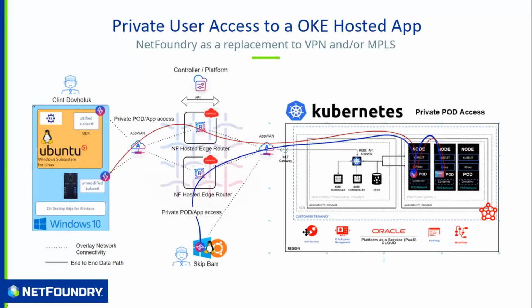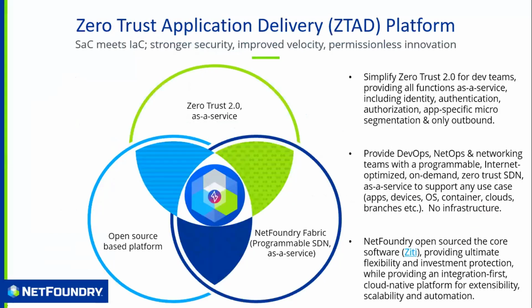One time that was using our Ziti Desktop Edge. Another time it was Clint showing it with the zetified kubectl. And fundamentally, this comes down to the fact that we've built a zero trust application delivery platform that enables us to deliver that zero trust 2.0 with embedded identity, so everything is outbound only, and therefore you cannot be subject to network level attacks. We combine it with programmable software-defined networking so that DevOps can use it.